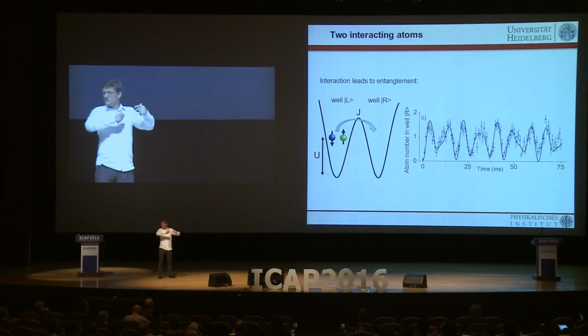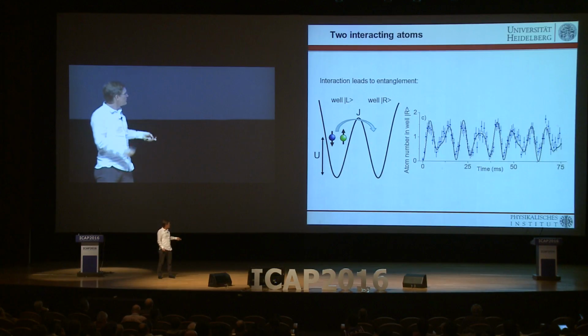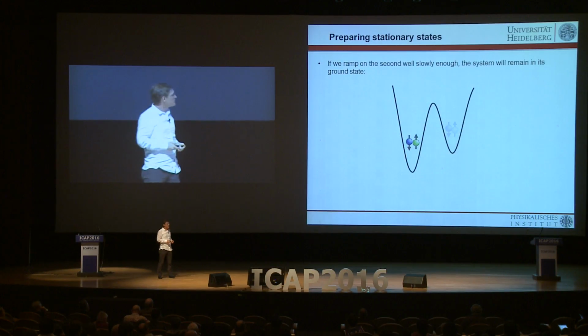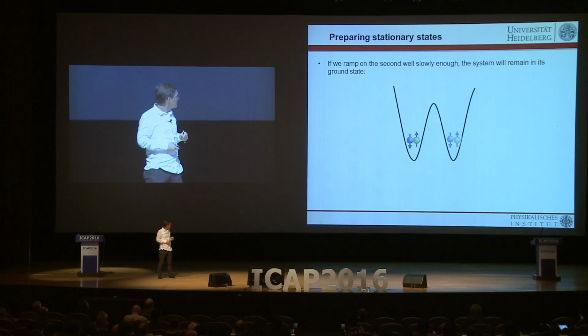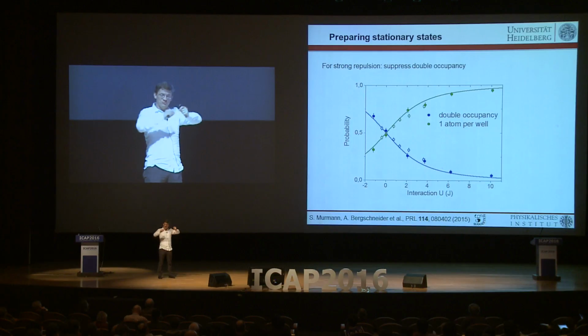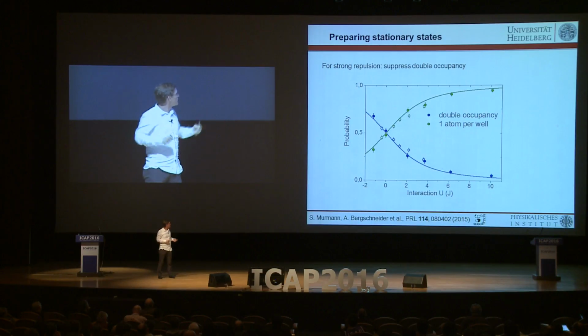And to use this kind of a building block for bigger systems, you might want to initialize this spin singlet system in the ground state of such a double well. We can also do this by simply turning on this second well slowly compared to the tunneling dynamics. And then what we end up with is a stationary state, and we can now, dependent on the repulsion between the particles, observe that as we go for larger and larger repulsion, we find more and more particles occupying only single wells, basically suppressing double occupancy.